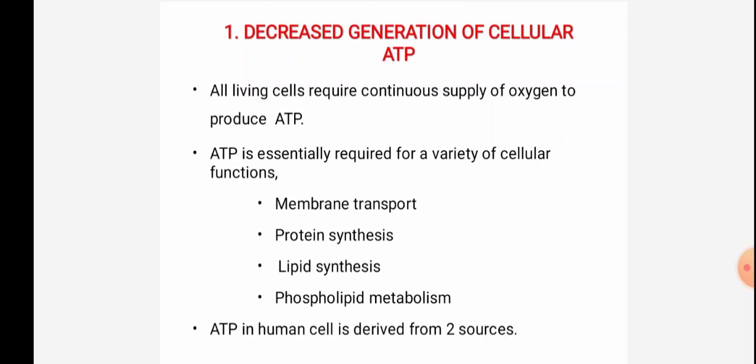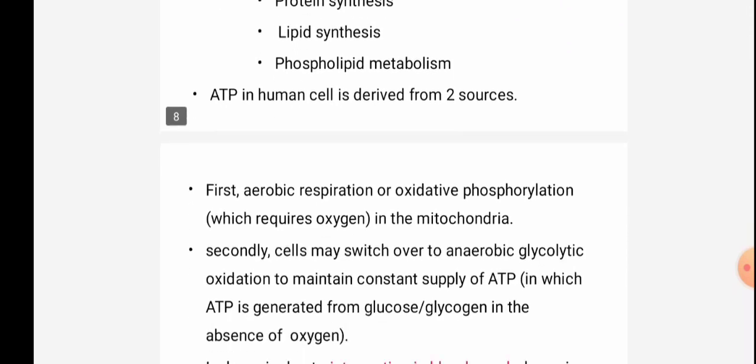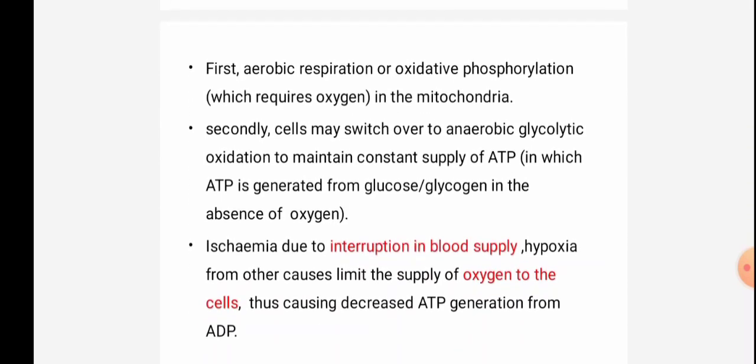ATP in human cells is derived from two sources. The first source is aerobic respiration, or oxidative phosphorylation, which requires oxygen in the mitochondria. The second is that cells may switch over to anaerobic glycolytic oxidation to maintain a constant supply of ATP. In the first state, we require oxygen in the mitochondria, but in the second state, we don't need oxidation. ATP is generated from glucose or glycogen in the absence of oxygen.